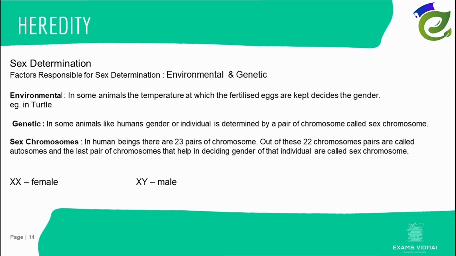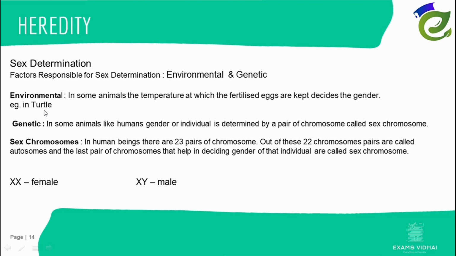So our next interesting topic is sex determination. What's sex determination? It means determining the gender of a baby or next generation. For this sex determination, you have two factors. One is environmental and another one is genetic. Environmental is observed in some animals. How? It depends upon the temperature. When the fertilized eggs are kept at a certain temperature, you get certain genders. An example is the turtle.